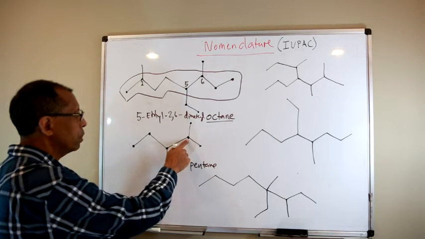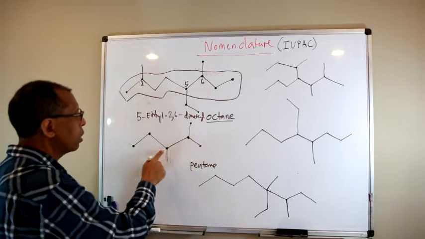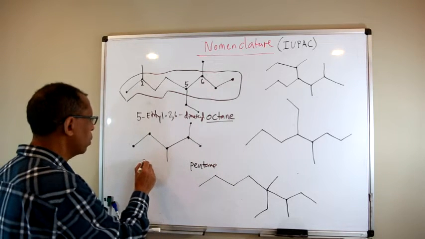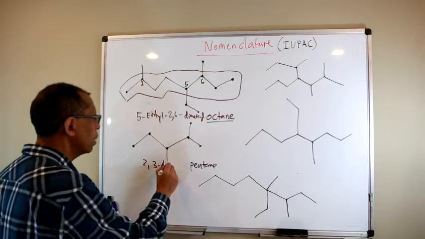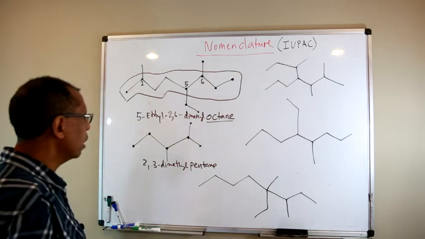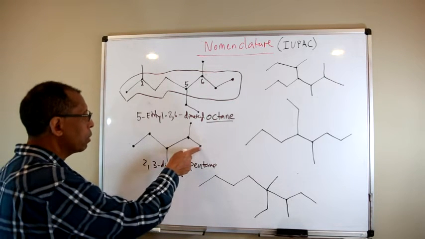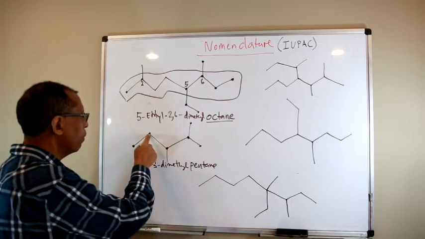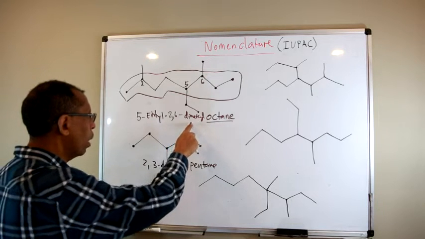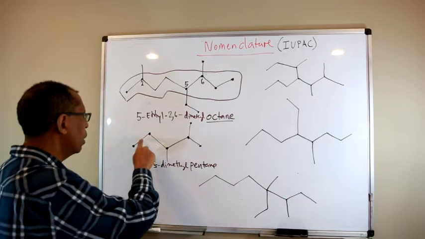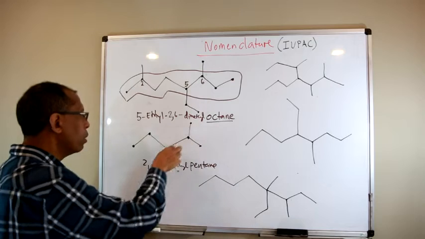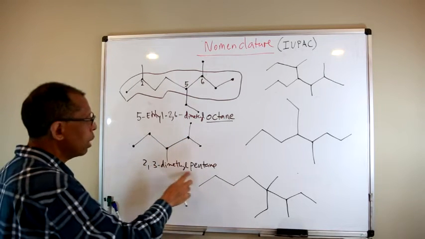At the 2 position, I have one methyl group, and at the 3 position, I have another methyl group. So this is a 2,3-dimethylpentane compound. By just going through this chain, 1, 2, 3, 4, 5, it is 2,3-dimethylpentane. How about if I go the way we outlined earlier, 1, 2, 3, 4, 5, starting from this side? If you go 1, 2, 3 through that chain, it gives you the same 2,3-dimethylpentane.